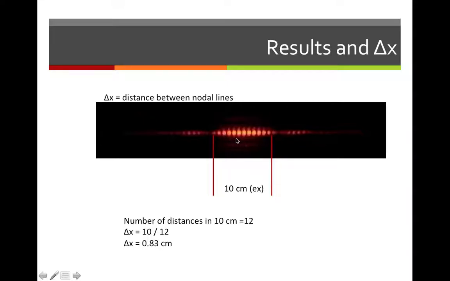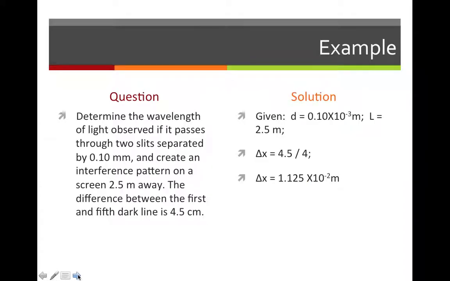And yeah, these dark spots are where they cancel each other out, the nodal lines. So you measure how many adjacent nodal lines there are. Constructive interference here, nodal line there. So say here's an example. When you do the lab, this is exactly the calculation that'll go with it.